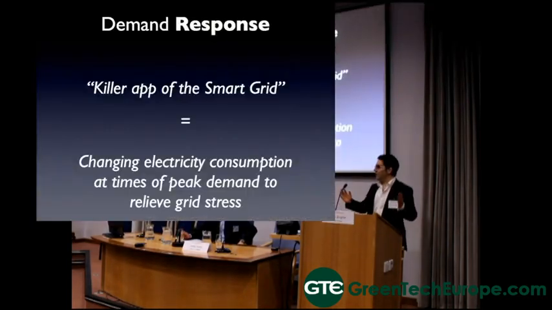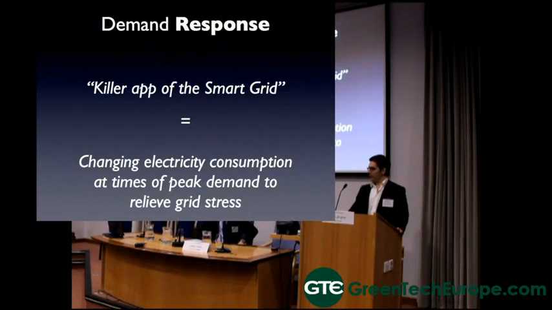So, the big picture: demand response is a smart grid application. It's something which has been innovative and is now mainstream in the States. It's virtually unknown in the rest of the world, and we're commercializing it here in the UK and a couple of other countries. People have said demand response is the killer app of the smart grid. But actually what it is, is changing electricity consumption at peak times to avoid having to rely on peaking power stations.